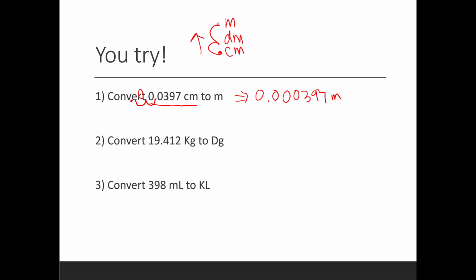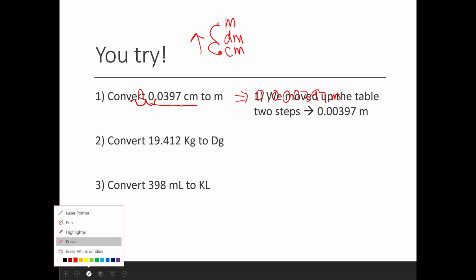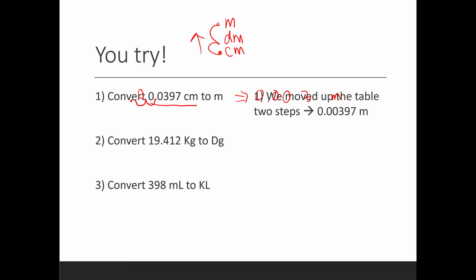Go ahead and pause the video and try to do these next 2 on your own. So hold on, let me just erase this for you so that you can see it. It just says that we moved up the table 2 steps, right, which we already talked about. So we moved up the table 2 steps, so that's how we ended up with 0.00397 meters.